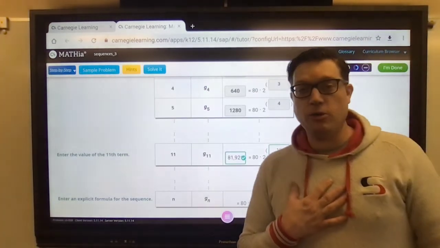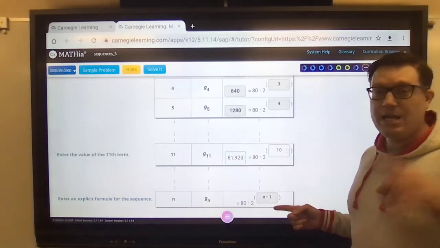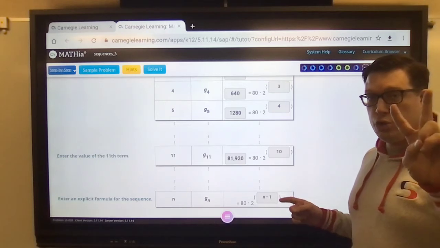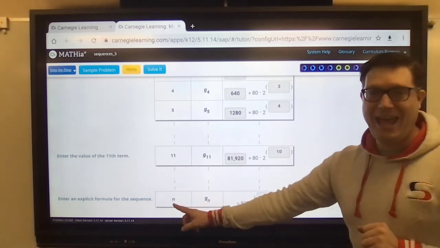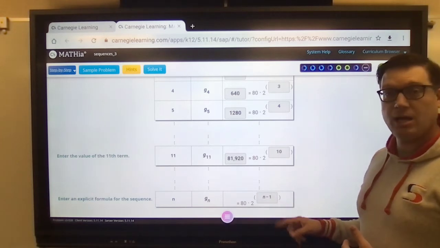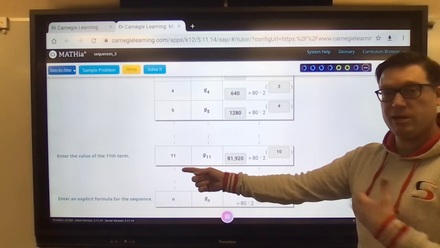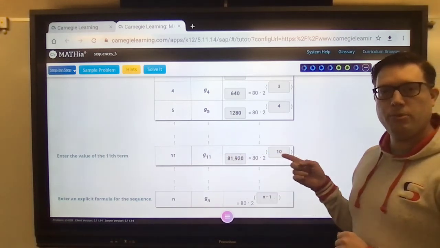Our formula for an explicit sequence is this one down here. We use 80 because it's the initial term. We use 2 because it's the common ratio. And if n is the position in the sequence we want, n minus 1 will tell us how to get that value. And here it is in practice. We want the 11th number because Mathia said so. Well, we have to put a 10 up here in the exponent.